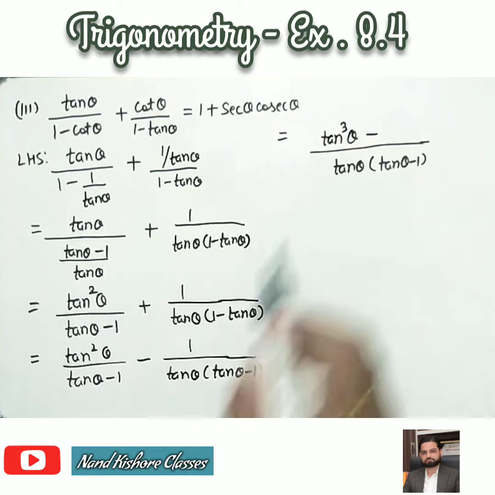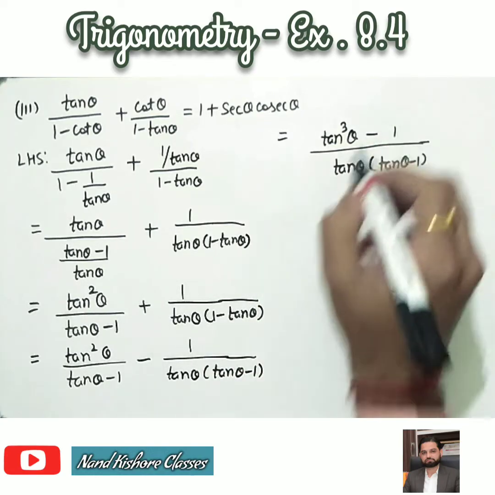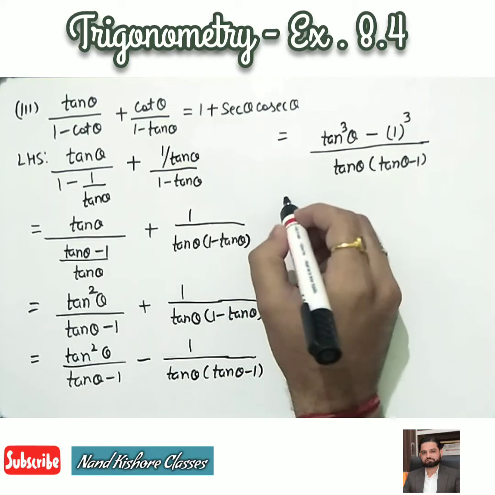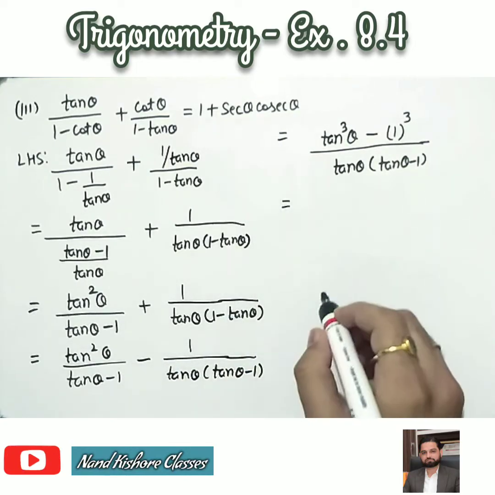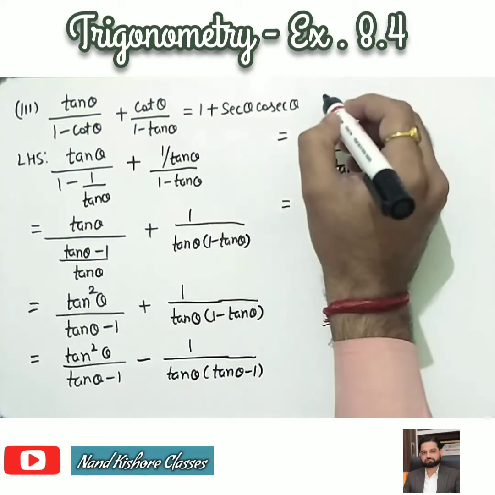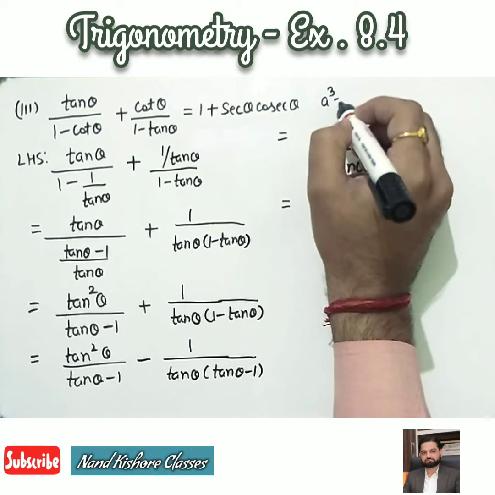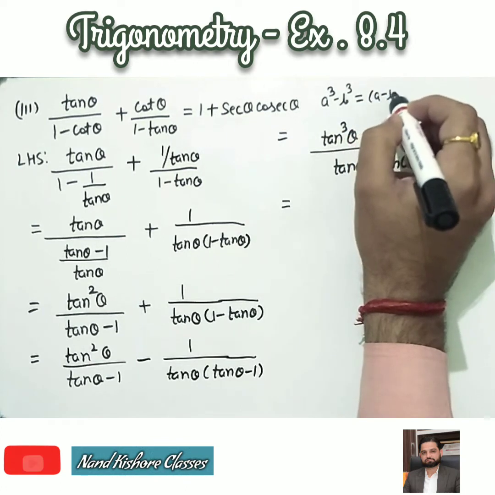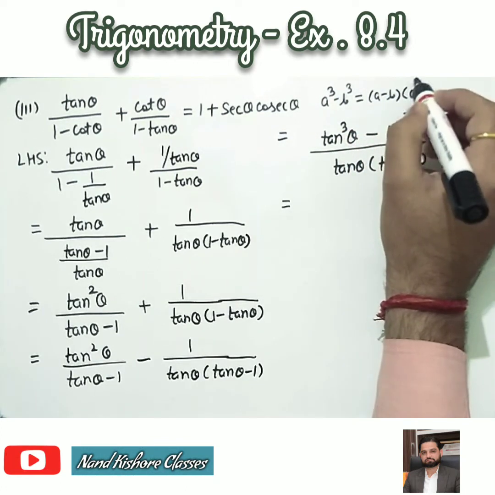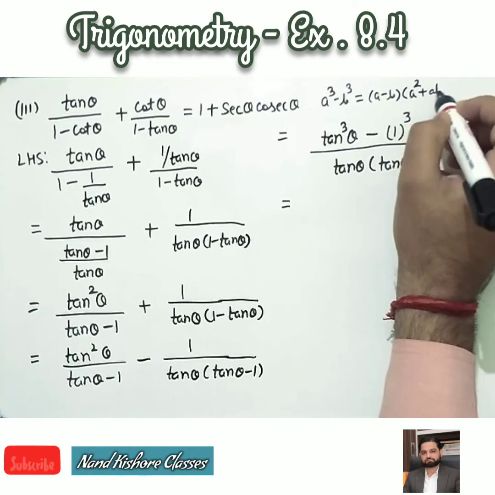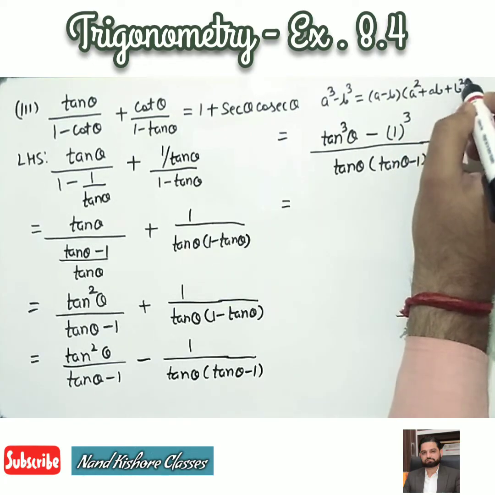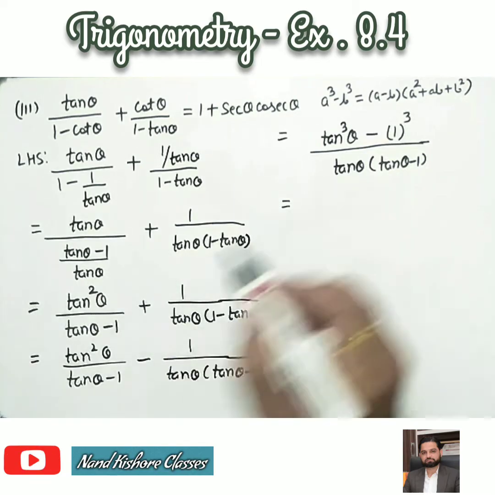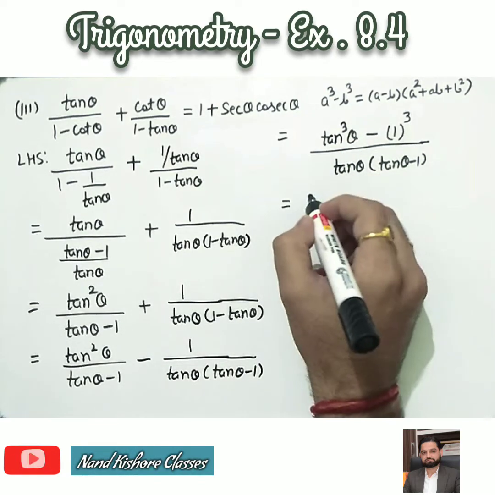This term and this term both are the same, so I'll get 1 only, and 1 can be written as 1 cube. Now the formula for a cube minus b cube. I am writing the formula for a cube minus b cube here. Usually students get confused. The a cube minus b cube formula is a minus b into a square plus ab plus b square. So this is the formula which everybody needs to learn to do this question. So a cube minus b cube I am going to use.